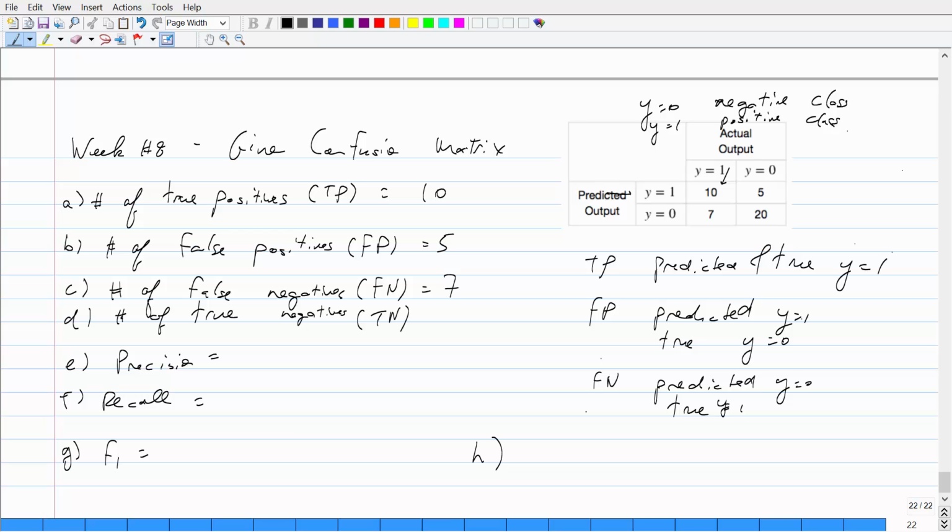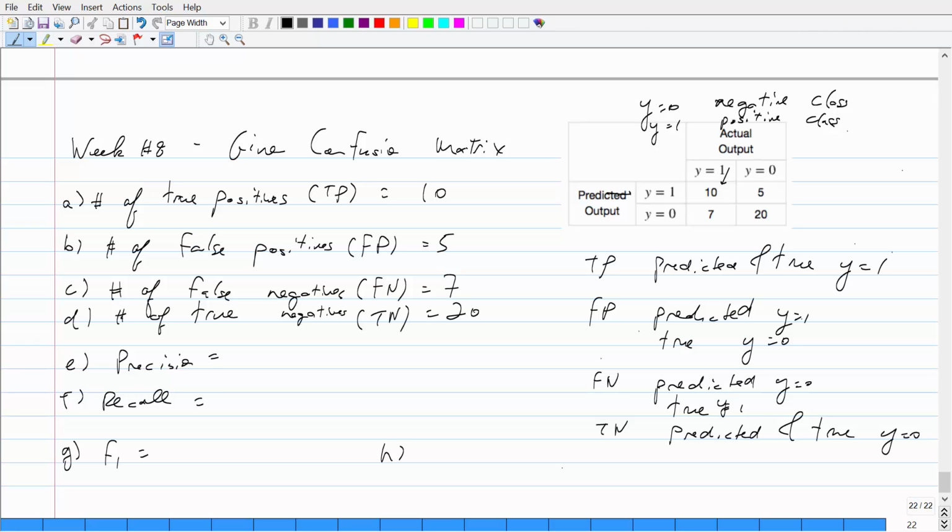And true negatives, you can pretty much infer from that. It's saying that what we predict and what it actually is are both negative. True negative is when predicted and true are both equal to 0. In this case, it's equal to 20.